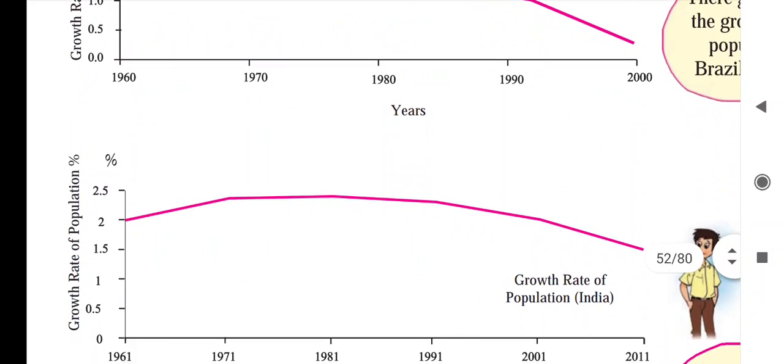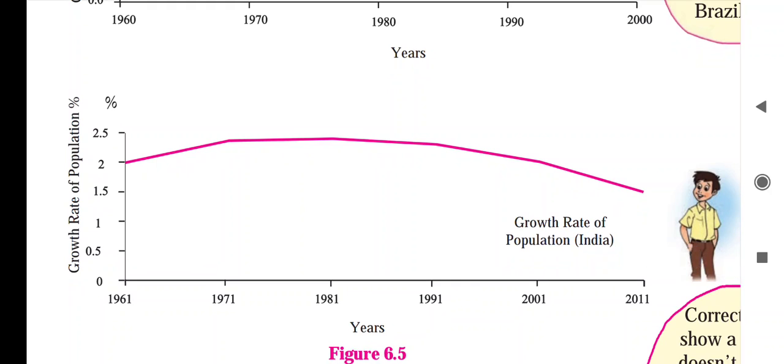If we see the graph of India, then we will find that in the year 1961 our population growth rate was 2%. If our population is 121 crore according to the 2011 census, then 2% means 2 crore population will increase. It is a huge increase in the population. Though the growth rate is slow, the population is more. Growth rate means the speed of increasing the population.